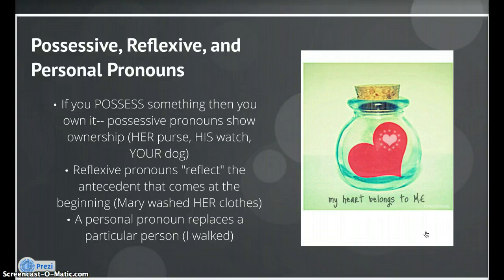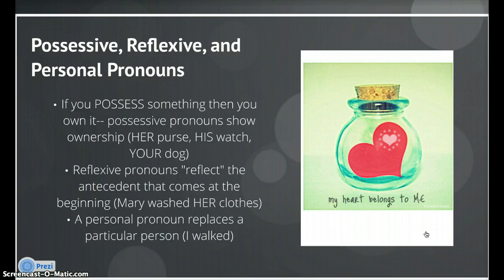I gave you 3 examples on the Prezi. Her purse belongs to her, his watch belongs to him, and your dog belongs to you. These are all possessive pronouns. If you look at your guided notes, there are places for you to write a few examples of your own.